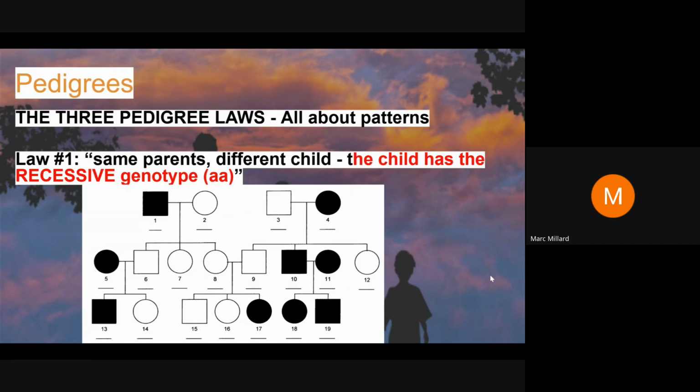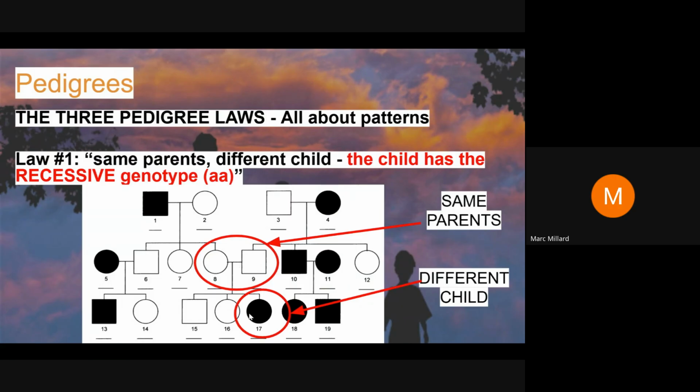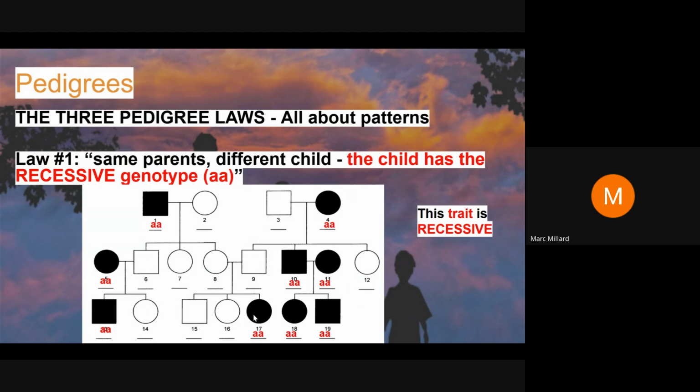Law number 1, if you have the same parents, but then a different child, then the child will most likely have the recessive genotype. Okay, like in here, you can see in some of these cases, one of the parents has it, one doesn't. But if you look at these parents here, 8 and 9, these two parents do not have the trait. Some of their kids don't have the trait, but one of them does. So that lets us know, because we've got same parents but different child, that this child is homozygous recessive, and therefore anyone else on the pedigree who's shaded in is also homozygous recessive.